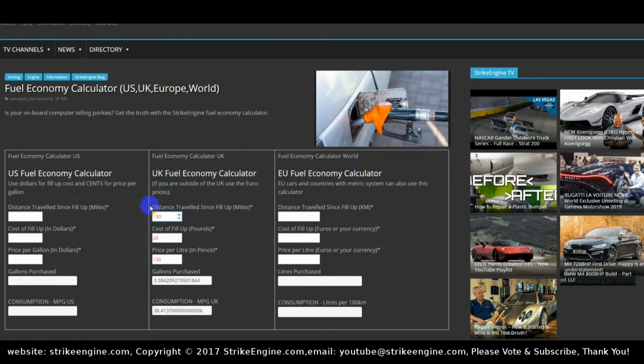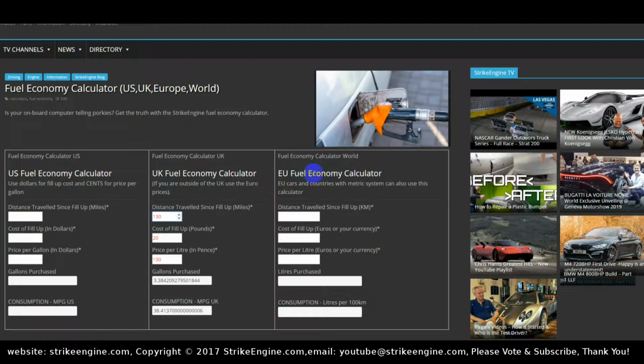The UK is a bit different. We measure distance in imperial, so you put the distance between the fill-ups in miles. Your cost of the fill-up is in pounds, price per litre in pence, and this will give you the gallons purchased and the miles per gallon.